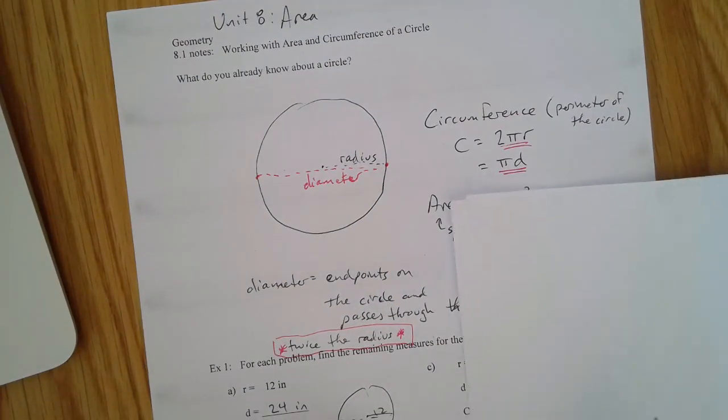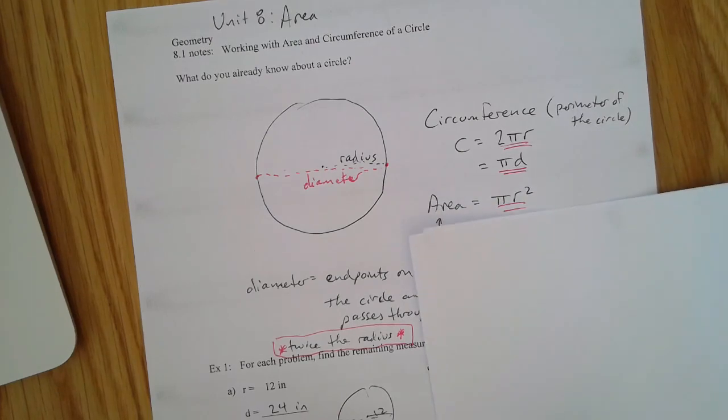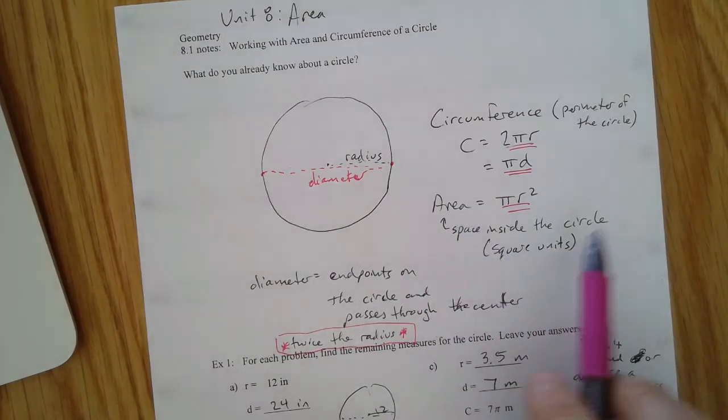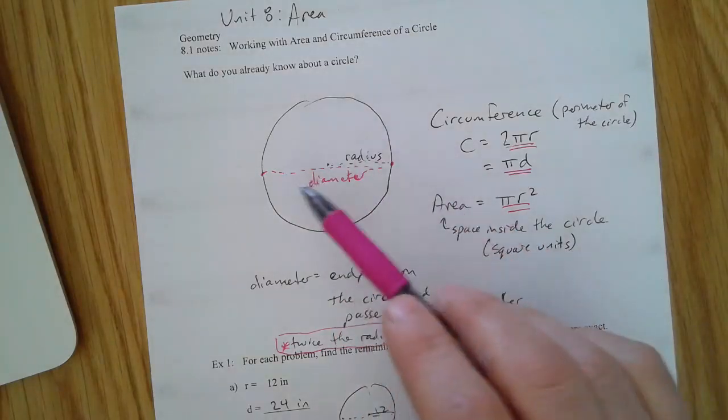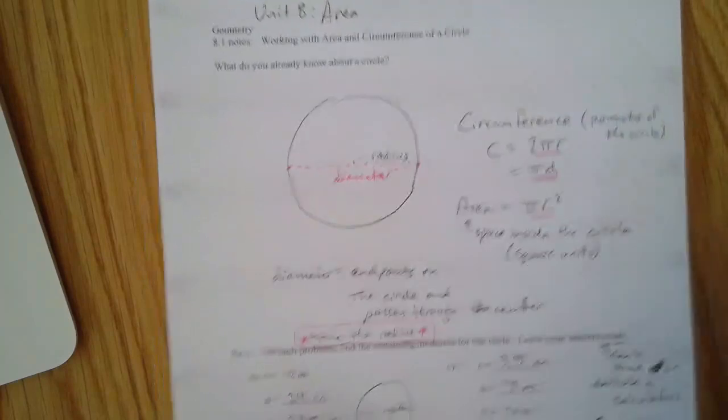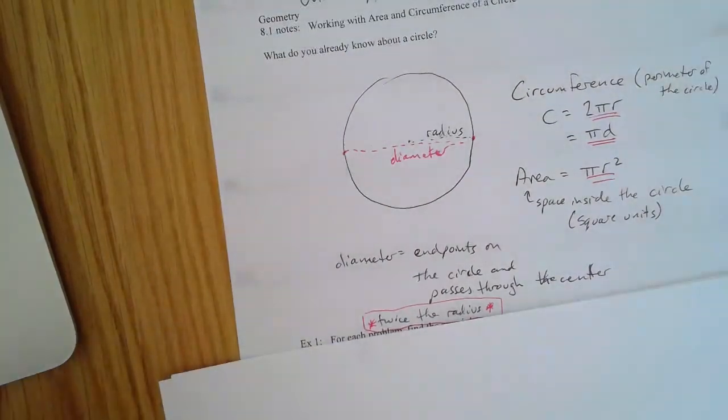The other thing you may remember from years past is the area of a circle, and that formula is pi r squared. Again, highlight that one so you can find it. Remember, area is the space inside the circle, basically how many squares you can fit inside of it. So it's measured in square units. These are all things that you've done in the past, and hopefully you still remember.